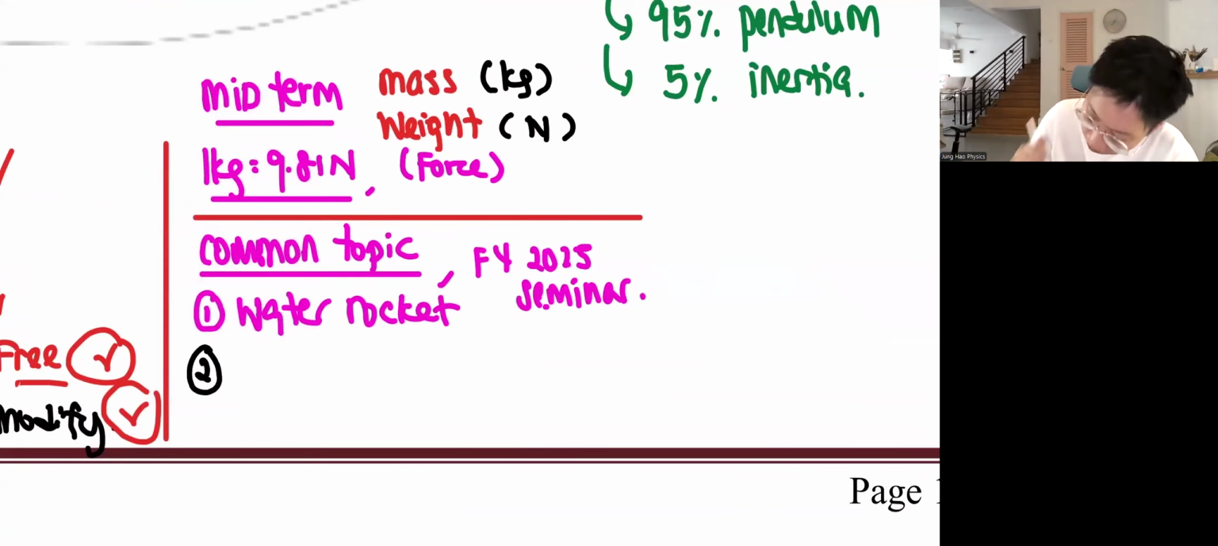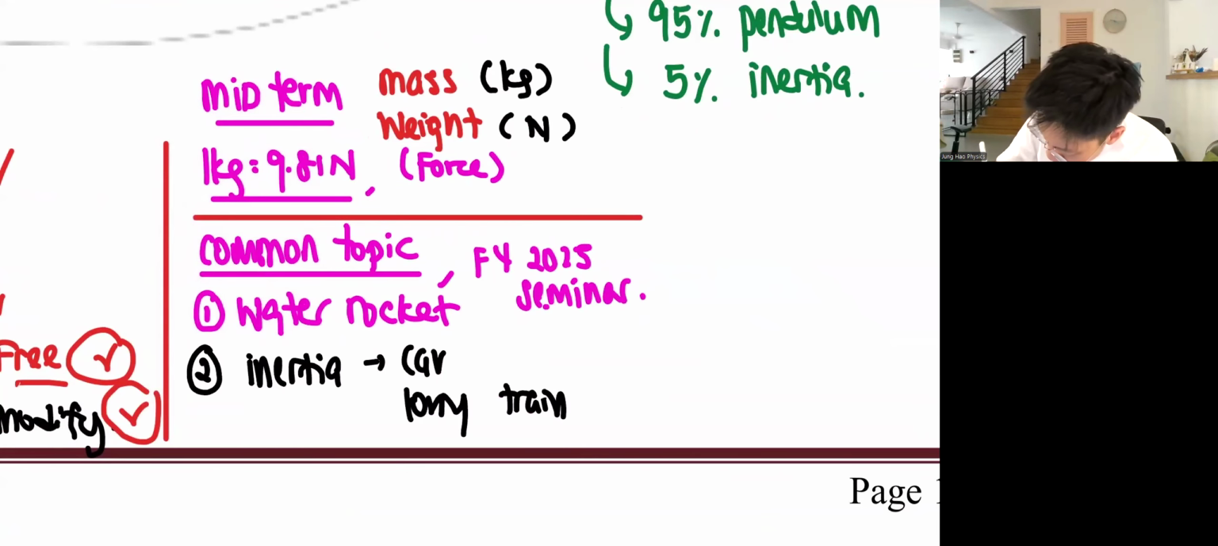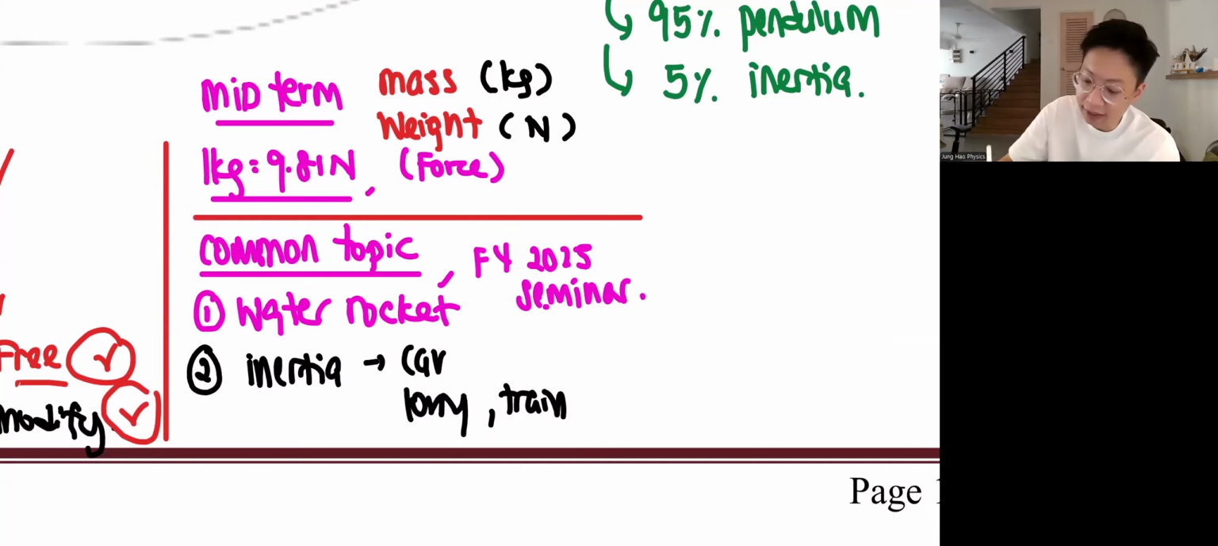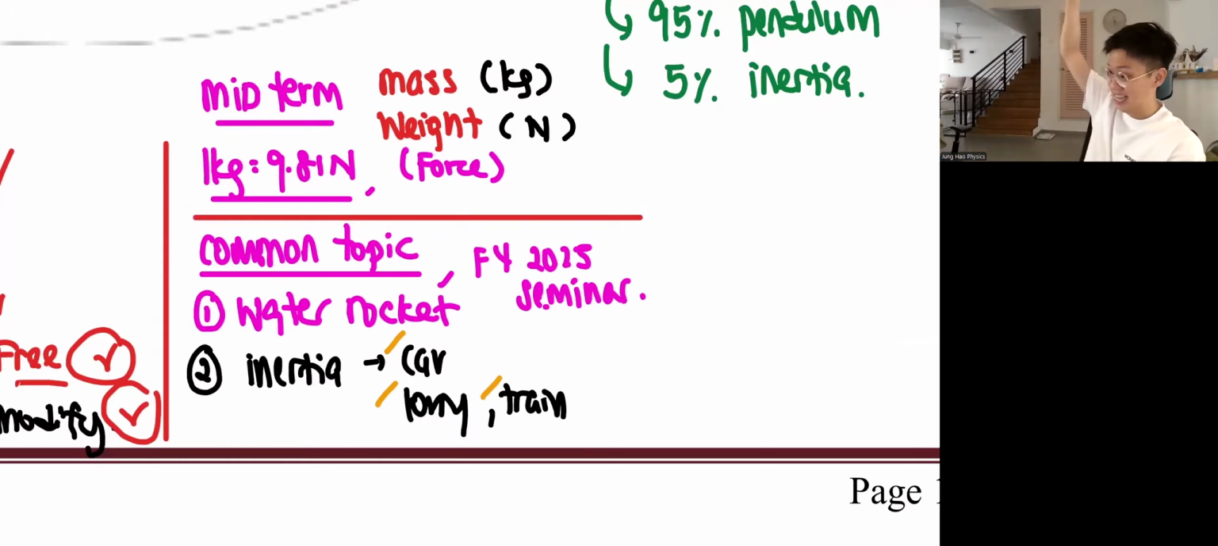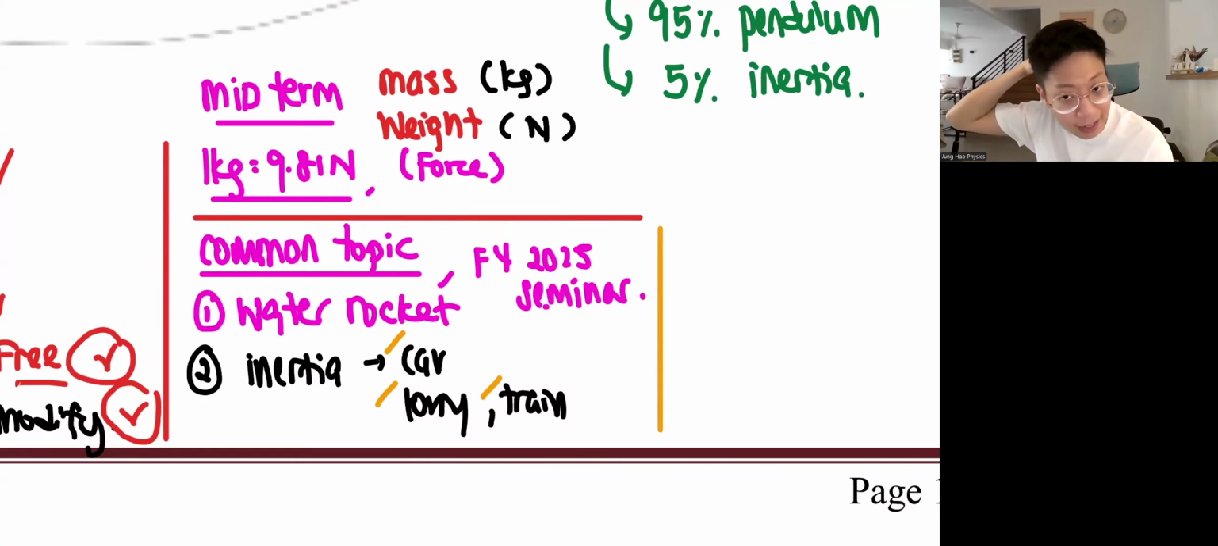Next. Recently, when they ask about inertia, they will ask things related to car, lorry, train, and everything. You can find the car, lorry, and train questions in this book. So make sure you finish this book, and the answers will be posted in the Google Classroom. If you want the answers, maybe I will post it into my group later.